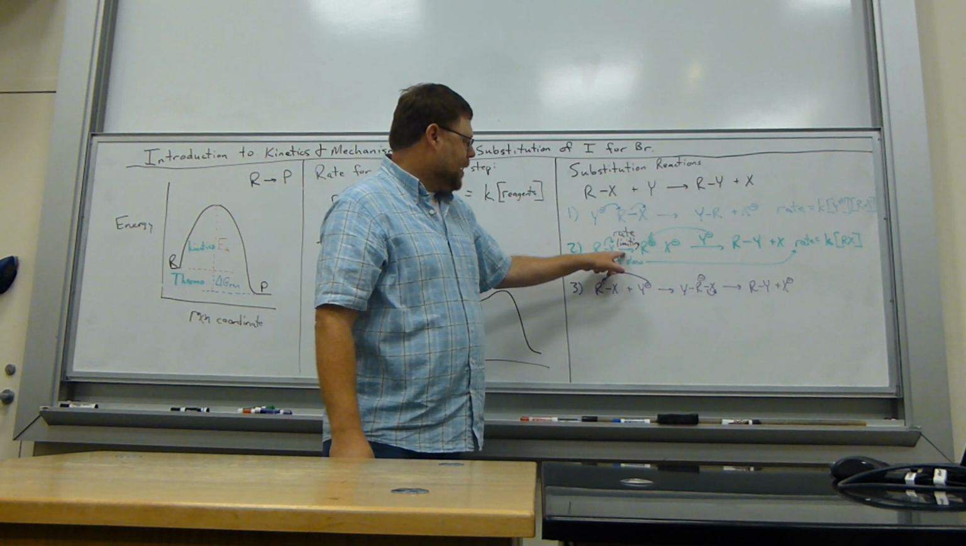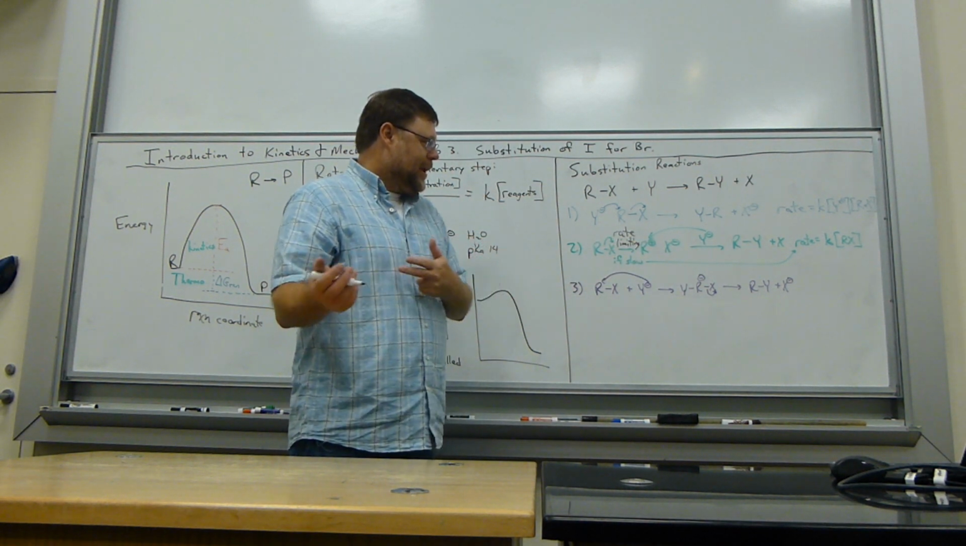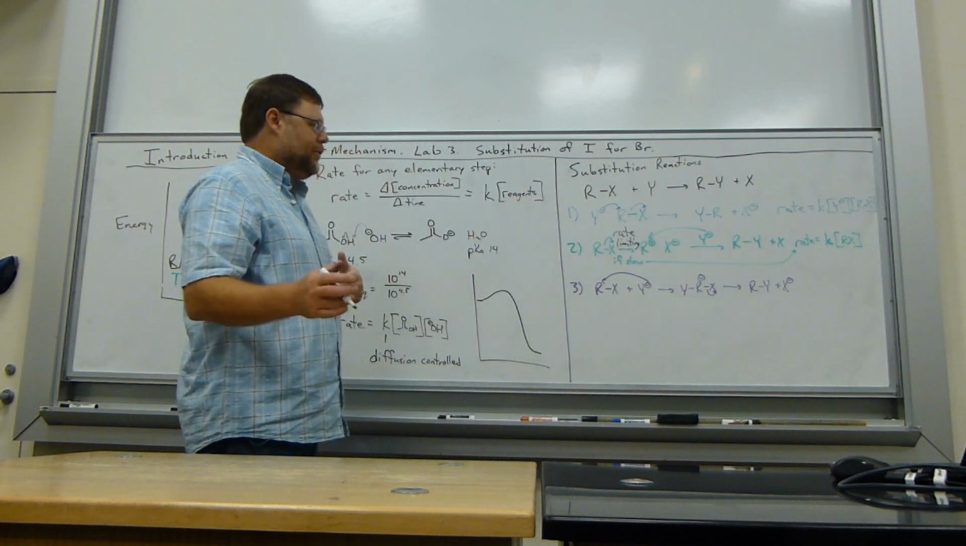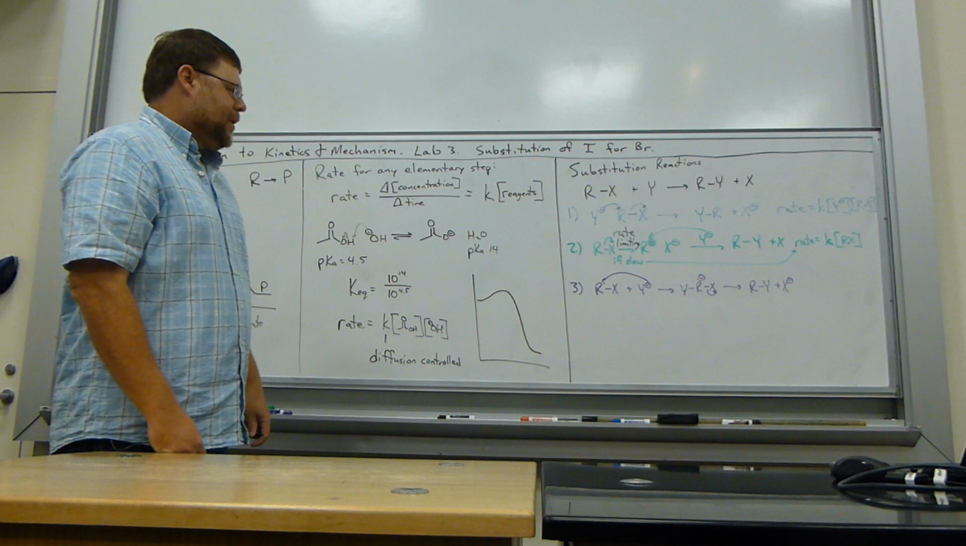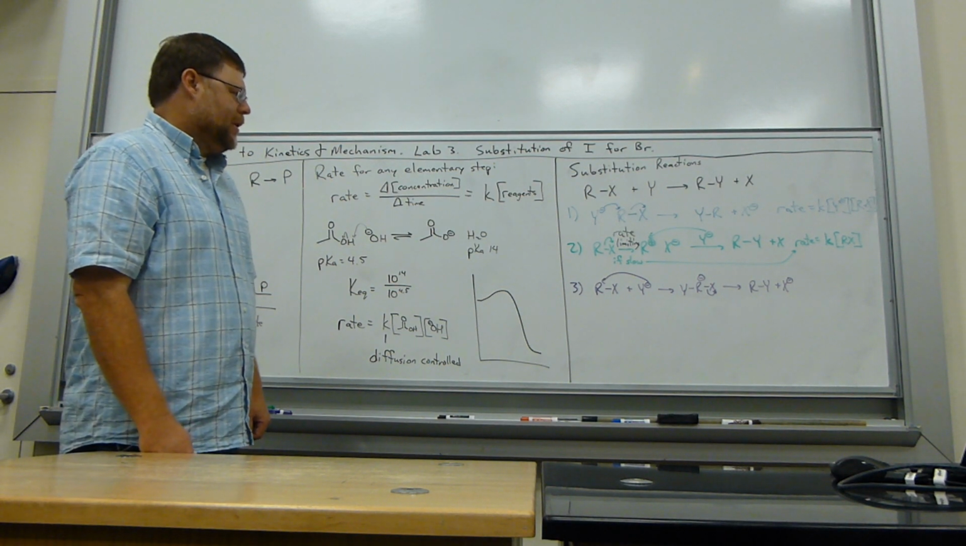So if this is the rate limiting step, and Y doesn't appear in the rate limiting step, it only comes in after, it really doesn't matter how much Y we have. The rate goes at the rate it goes, only based on how much RX is there. And we'll see examples of this type of chemistry as well.